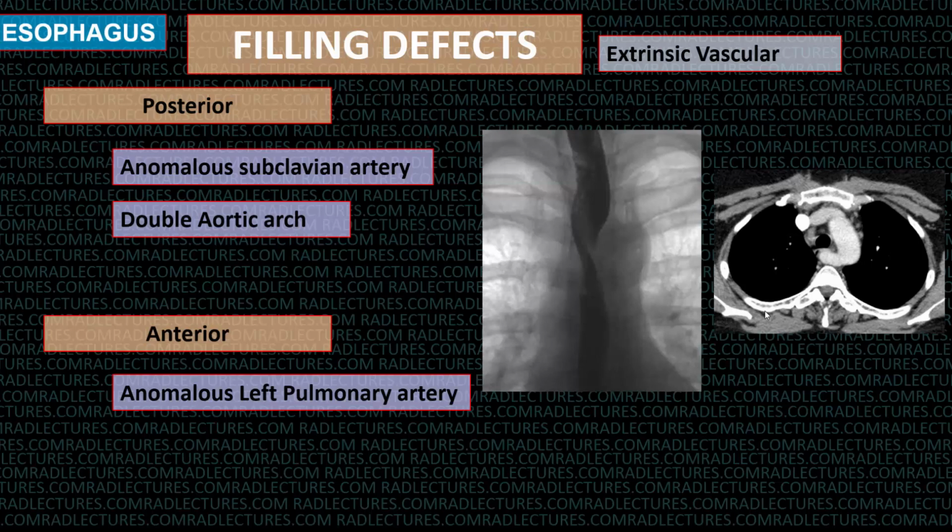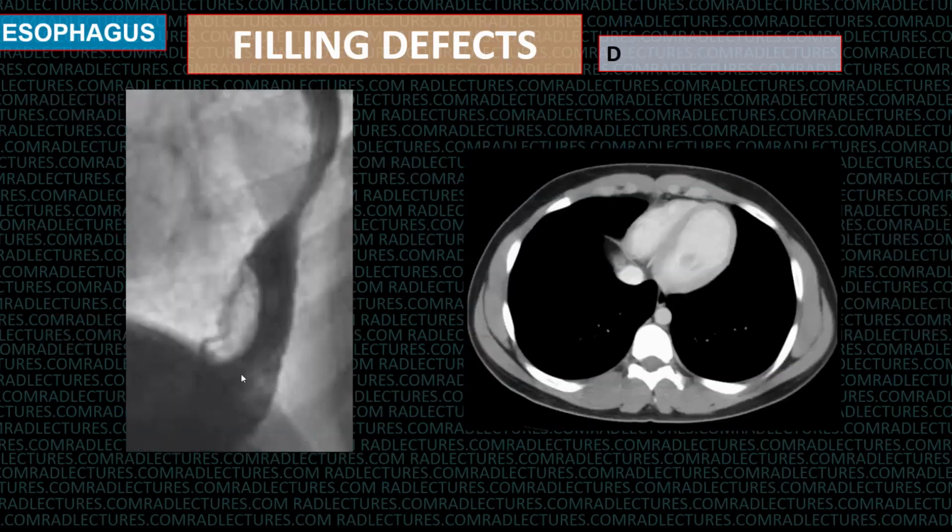Anomalous left pulmonary artery is something that will produce an anterior defect. It's always located between the trachea and the esophagus. Therefore, the defect will be anterior. So just a little thing on congenital vascular defects.